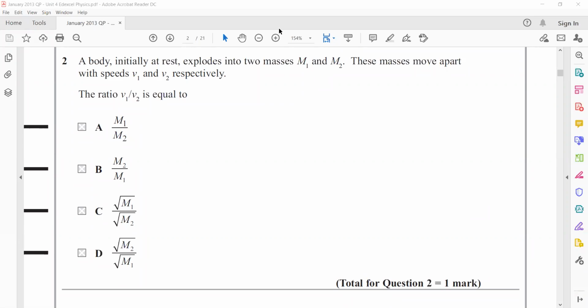Yeah, B is the right answer. Look how you will use conservation of momentum. It's m1 u1 plus m2 u2 is equal to m1 v1 plus m2 v2. If something is initially at rest, the initial momentum is 0, which means this whole part is 0.